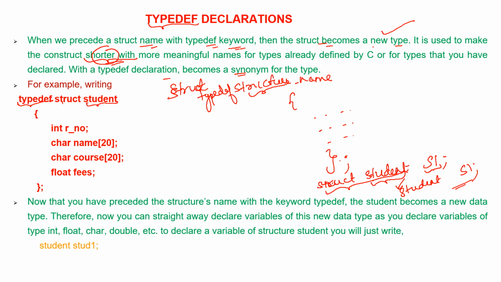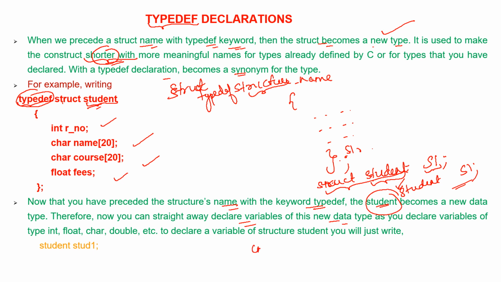For example, writing, see here, typedef struct student. This is the only difference you are going to add. int roll number, char name, char course, float fees, end with a semicolon. Now that you have preceded the structure's name with the keyword typedef, student becomes a new data type. So instead of always writing struct student, you can write it as student itself. Therefore, you can straight away declare the variables of this new data type as you declare variables of the other types.